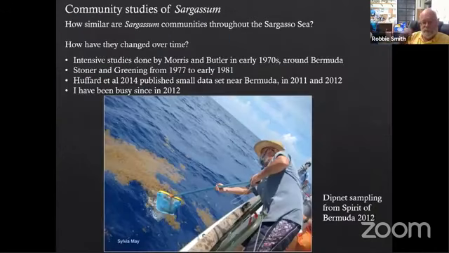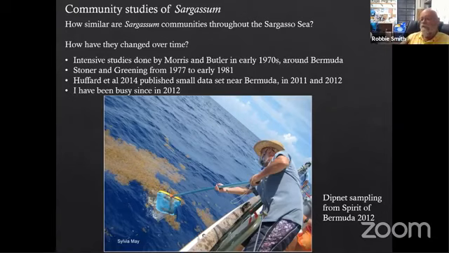Let's go on to the next slide, please. So the questions I've been trying to address are how similar these communities are around Bermuda and across the Sargasso Sea. It's a big question. There are big differences between the lower Sargasso Sea and our latitude, and it extends north of us for a ways. I also want to know how things have changed since the work was done here in Bermuda back in the 70s. There's really not much work that's been going on since the early 80s. One study was done in 2011, 2012 by a group from the Monterey Bay Aquarium. And about that time, I got busy and have been out trying to sample and collect material.